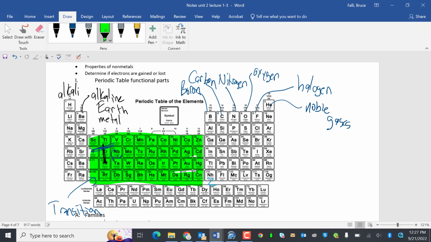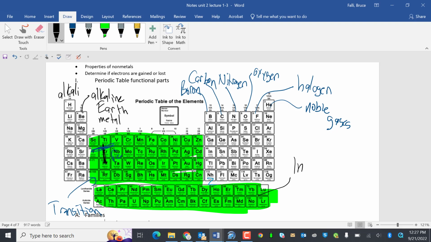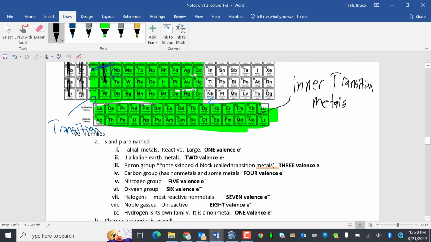On this part down here, these are the inner, I-N-N-E-R, not inter, transition metals. So again, this is the alkali metals, alkaline earth metals in that column. Boron group, carbon group, nitrogen group. And remember, alkali metals would be all of these. Alkaline earth would be all of these. Okay, and then the other ones are grouped like that.